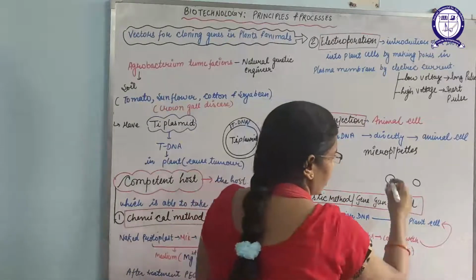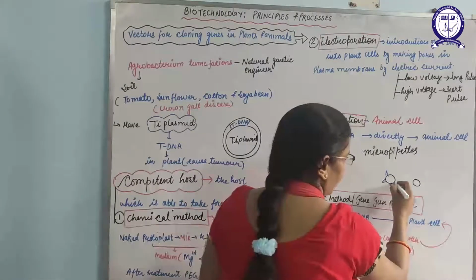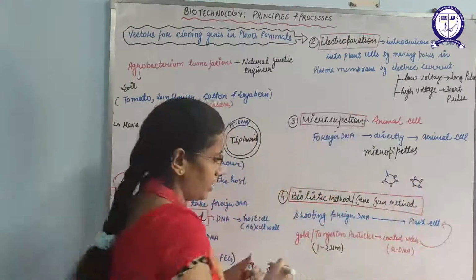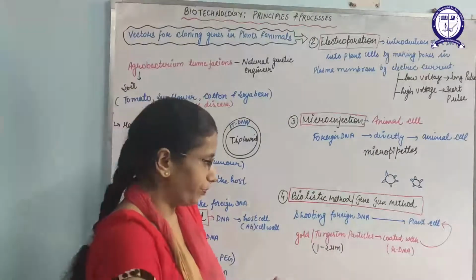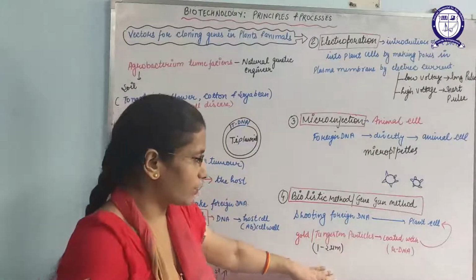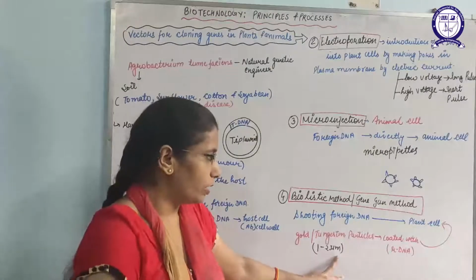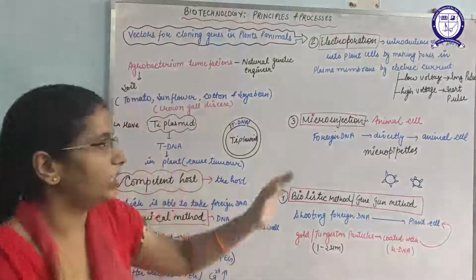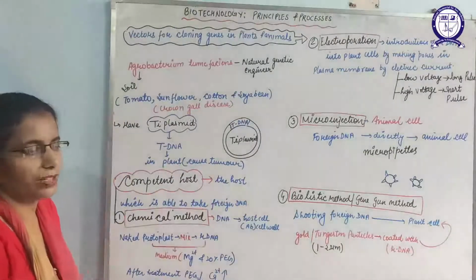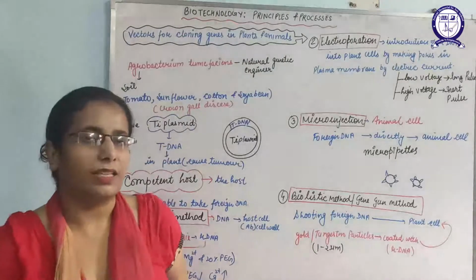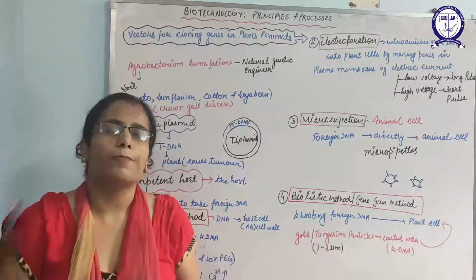On this gold and tungsten particle, we can coat the rDNA like this, and then we will shoot it with the help of the gun into the plant cell at high velocity. These gold and tungsten particles are only 1 to 10 micrometers in size. It is also known as the biolistic method. So these are the four methods by which we can make the host competent, and the host can easily take the recombinant DNA from the medium.